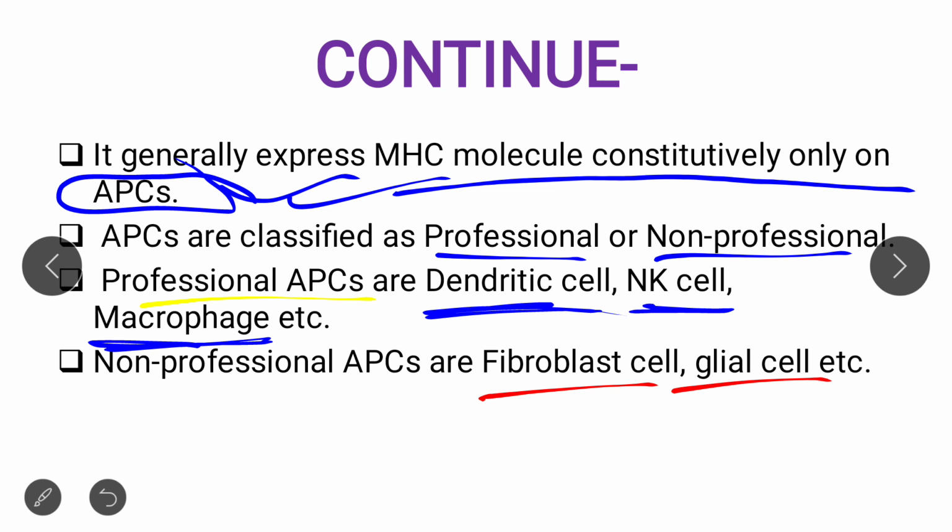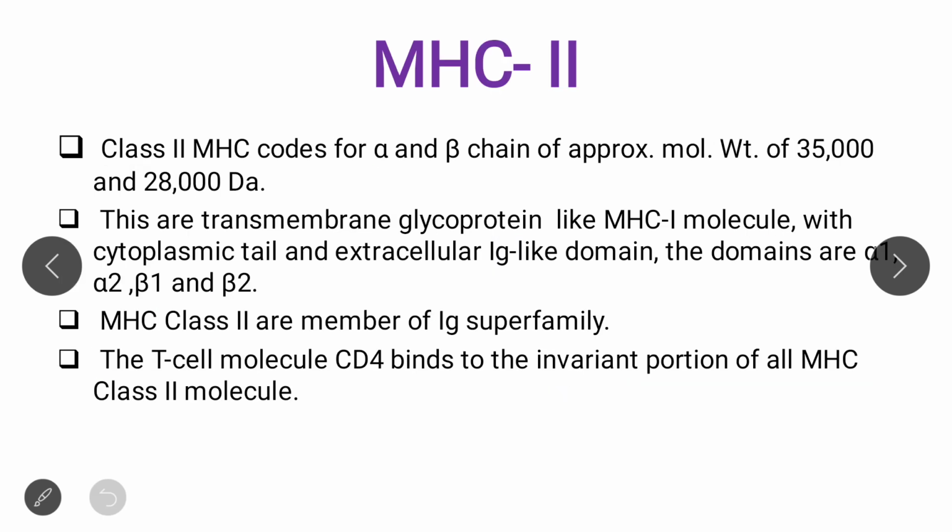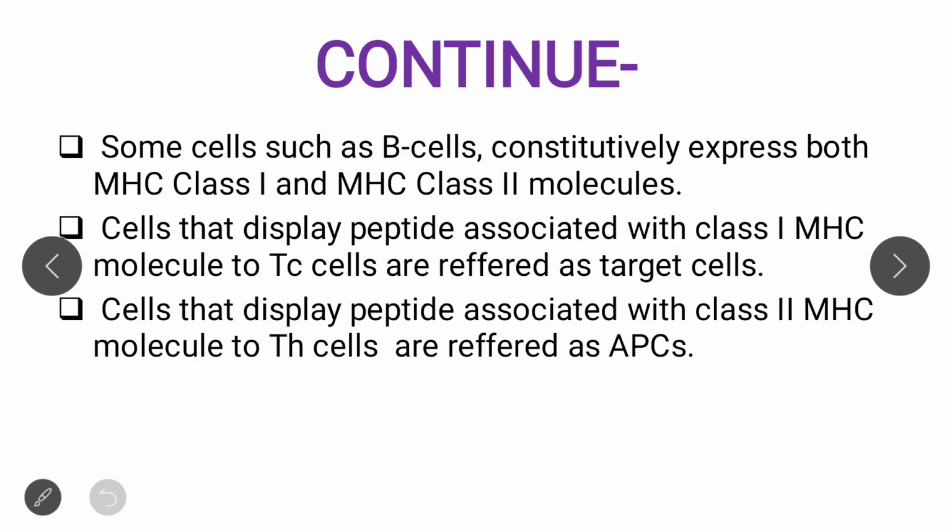In this class I totally focused on class 2 MHC. So these are some important points related to class 1 and class 2 MHC. Now the next point: some cells. One question may be asked in the examination: give an example of a cell which expresses both MHC class 1 as well as MHC class 2 molecules.